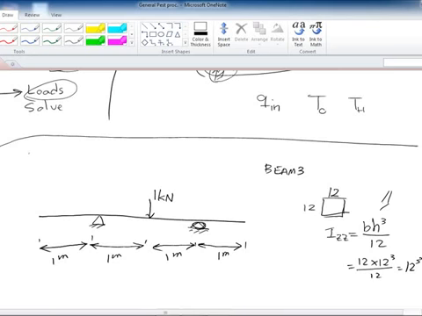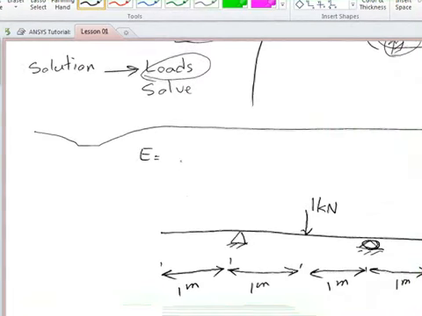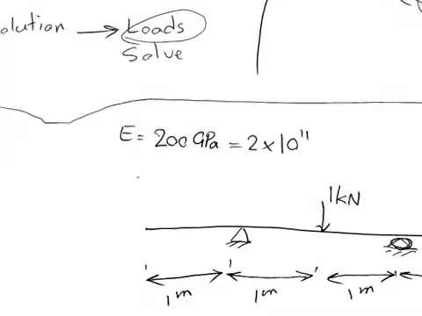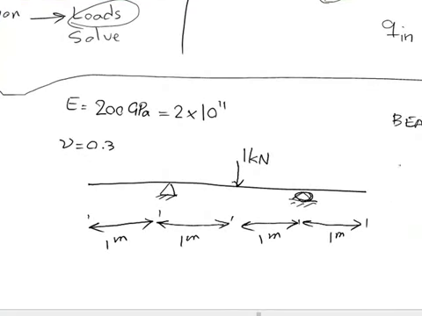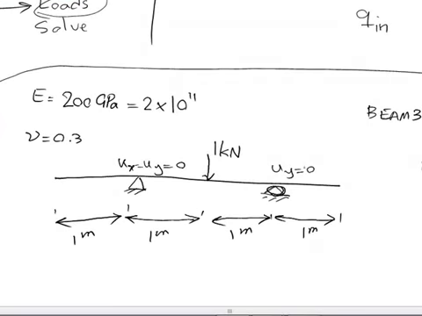My material is going to be steel with a modulus of elasticity of 200 gigapascals, which is equal to 2 times 10 to the 11, and Poisson's ratio of 0.3. And then the load is going to be 1 kilonewton right in the middle, and I have Ux equals Uy equals 0 in here, and Uy equals 0 in here as my constraints for this model.